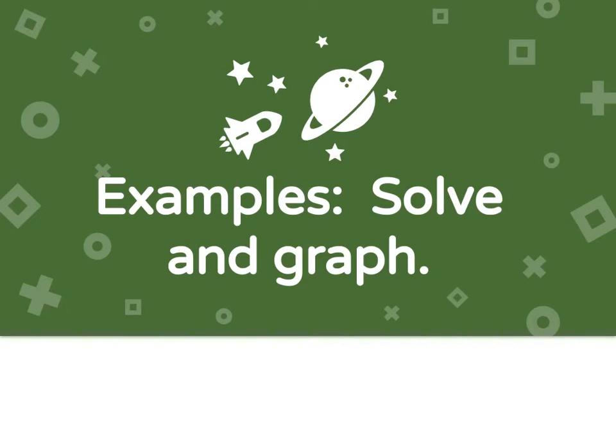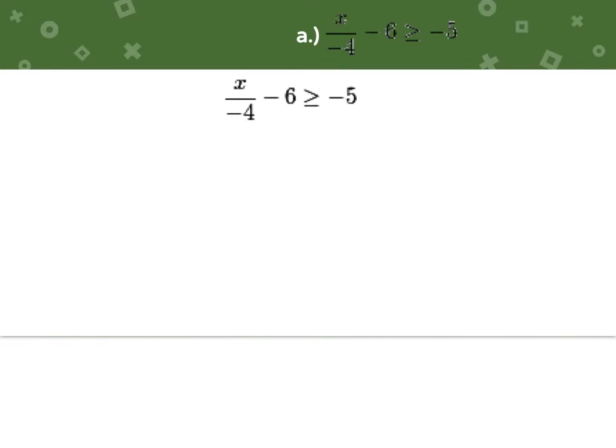Here are some examples. Solve and graph them. Letter A. x divided by negative 4 minus 6 is greater than or equal to negative 5. There is no distribution to do, and you don't need to combine like terms. So the first thing you need to do is get rid of the minus 6 by using the inverse operation of adding 6 to both sides.